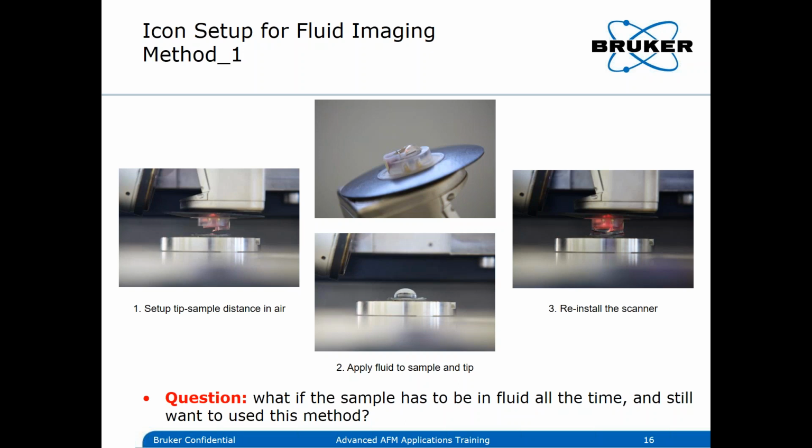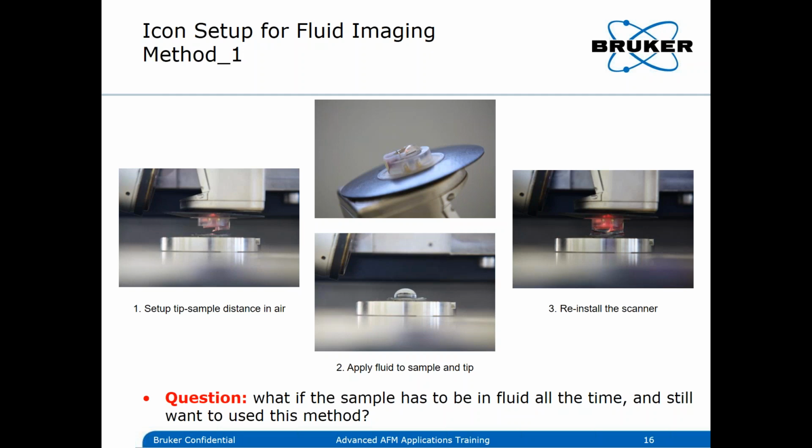You can then remove the scanner and turn it upside down and put a droplet of water, what you can see here, put a droplet of water on the cantilever, and put a droplet also of water, if you're working in water, on your sample. And then you put your scanner back in and tighten the screw. And now the cantilever is completely covered with water, and it is in the liquid, completely in the liquid.